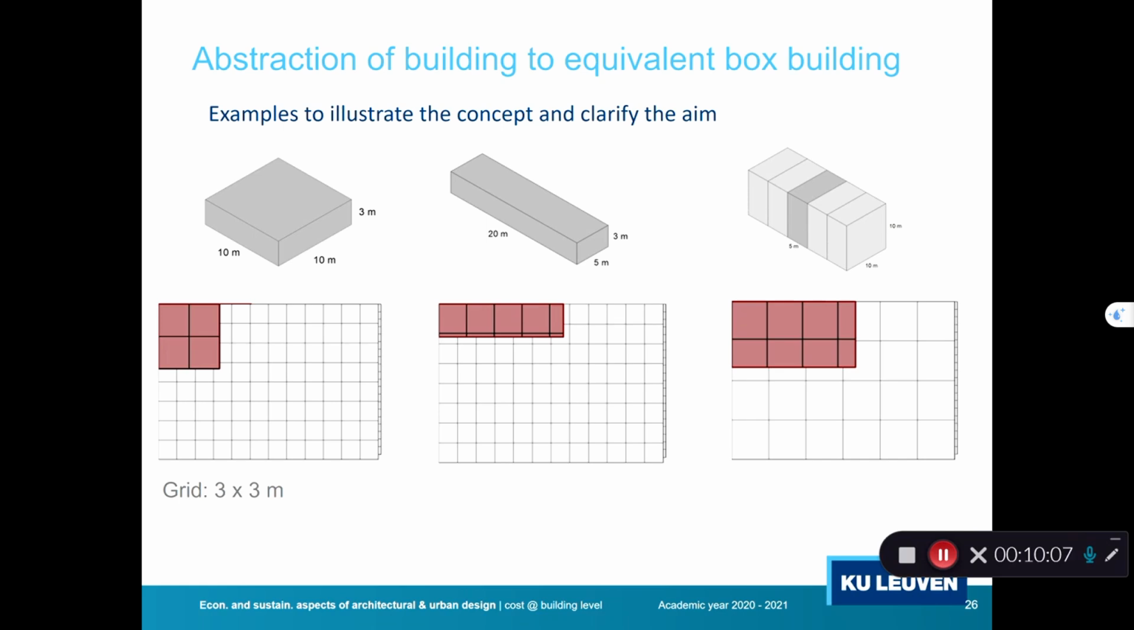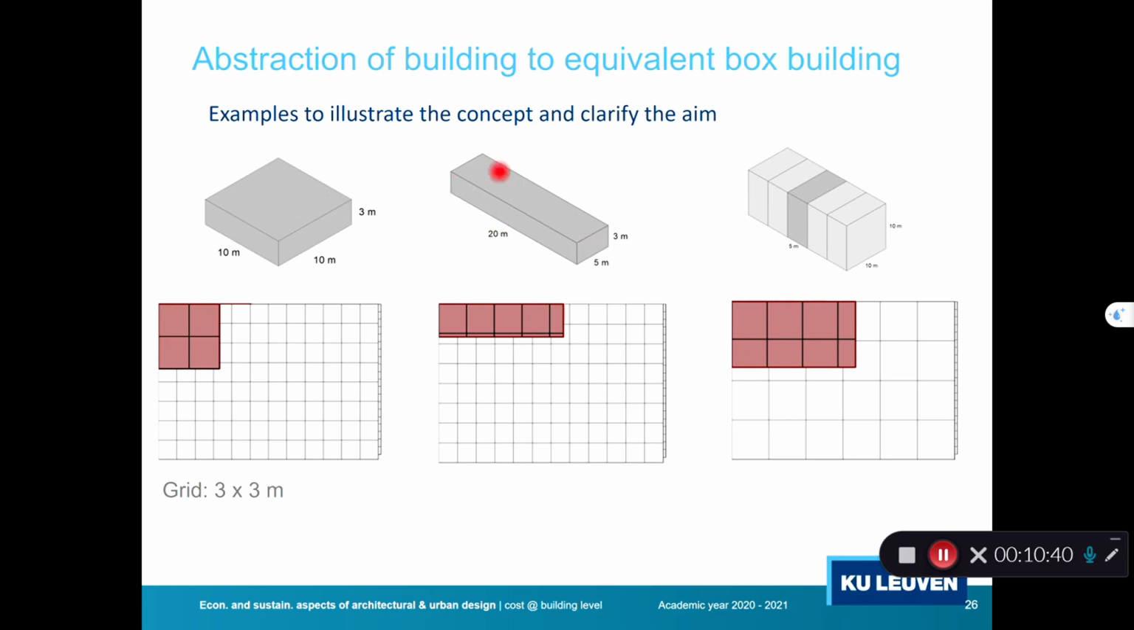So, to clarify the concept, we again have our three examples, which are quite simple now to make a box building because these are box buildings. So for the first one, we have 3 times a grid of 3 by 3 meters. Our box building here is a box building, so if we represent it here on the grid, we have 3, 6, 9, 10 meters with 3, 6, 9, 10 meters. So it's exactly the same shape as we had in reality because we don't need to simplify.